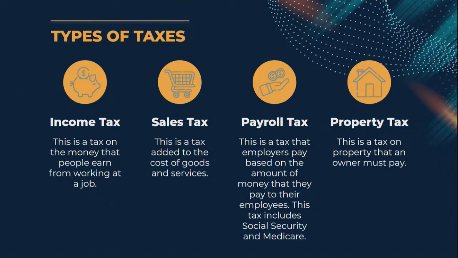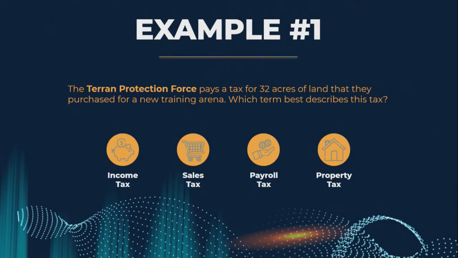We have a payroll tax, which is a little tricky. This one comes out of your pay, but it's something that employers pay to the government based on the amount of money that they pay to their employees. And this goes to things like Social Security and Medicare to help other people. But again, that comes out of your paycheck. And then we have property tax, and that's a tax on property. So if you own some land, some property, some buildings, some homes, then you pay a property tax.